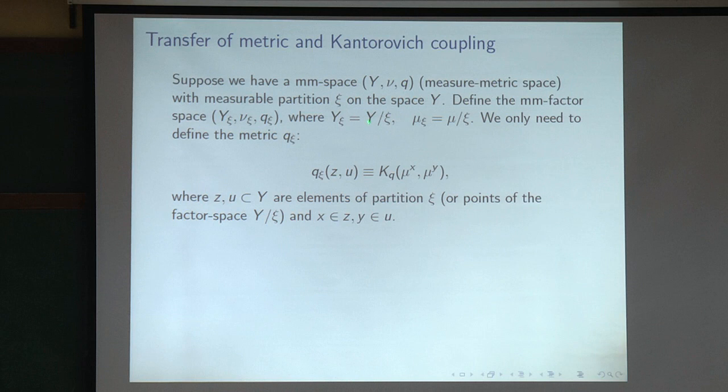But here we have a measure. This is a mistake. Here mu means nu. Here is nu. There is no mu. You have the measure mu, and here this is my mistake. Mu and mu. Now, in order to define this metric, you consider the following definition: the new metric on this space Y sub Xi, which I denote q sub Xi, is nothing more than the Kantorovich metric between the conditional measures on the preimage of x and the preimage of y.